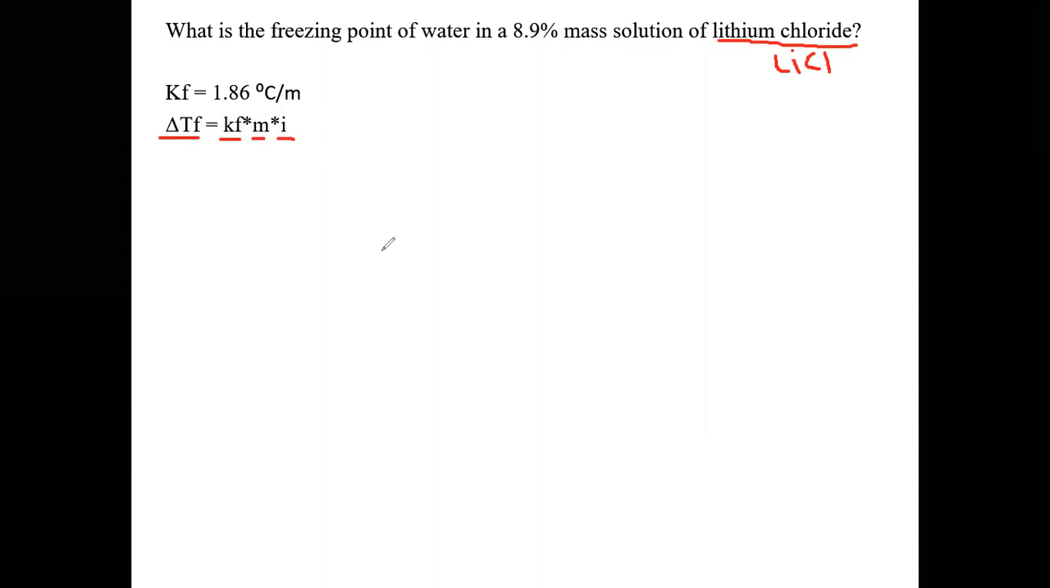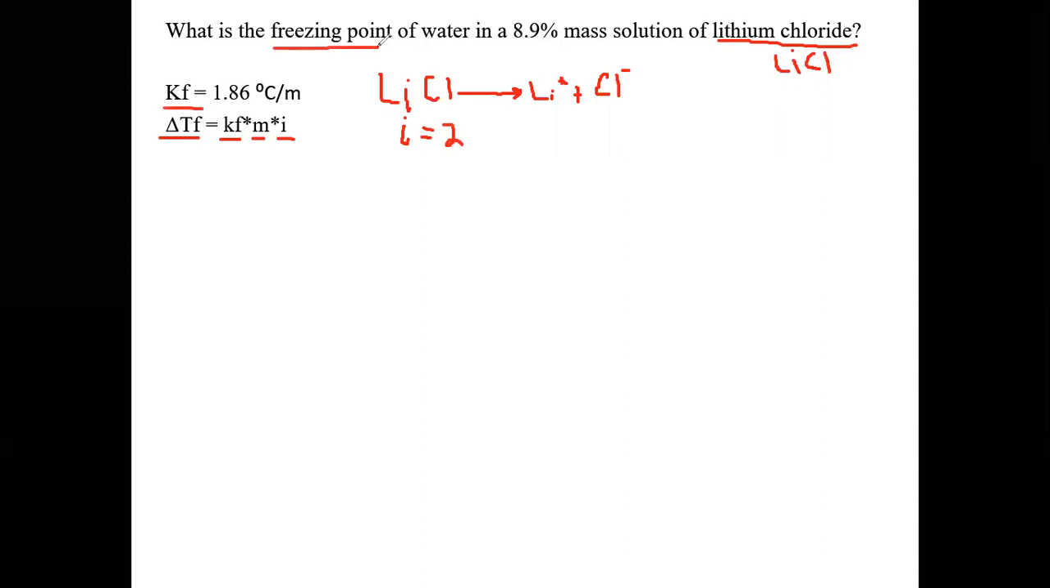And again, the Van't Hoff factor is the number of particles that are formed in solution per mole of the compound, or per compound. And so for lithium chloride, we have LiCl gives us Li plus and Cl minus. So here the Van't Hoff factor is 2. So that we know. And we know the Kf is given to us.